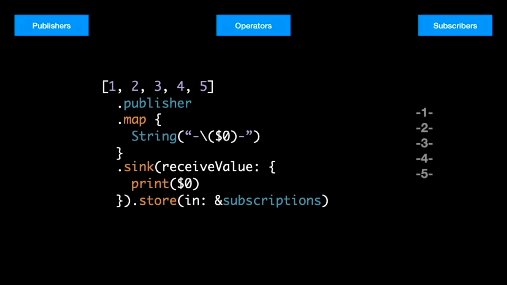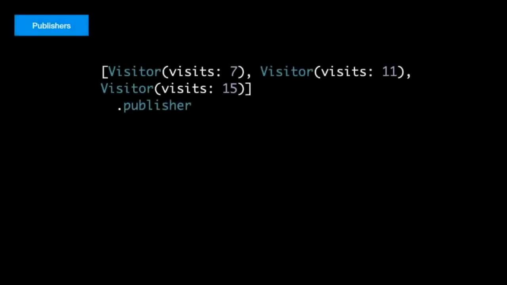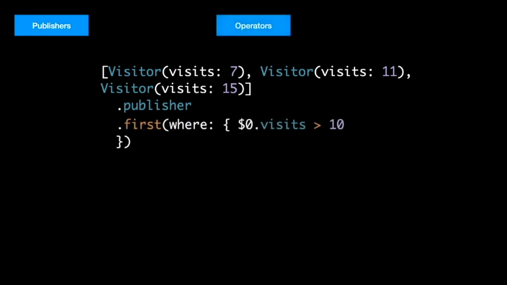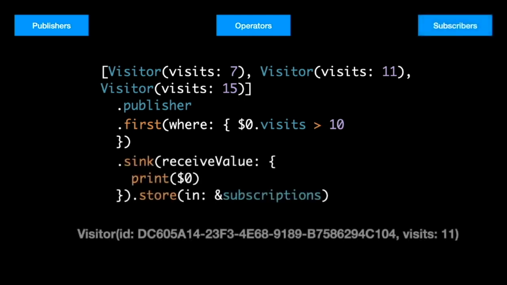Let's take a look at another example. Here we have this struct of a visitor that has an ID and the number of visits to the platform. If we create an array of those visitors, we then use the first operator to get the first visitor whose visits is greater than 10. We subscribe, print the value, and store our subscription. As you can imagine, the first visitor that has visits greater than 10 is this visitor, with this random ID and the number of visits as 11.